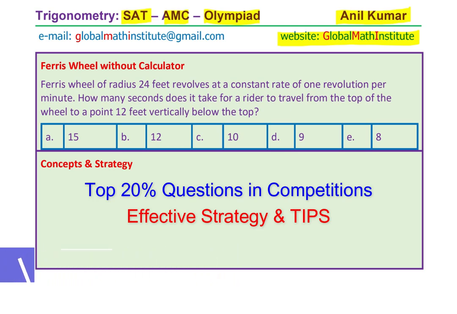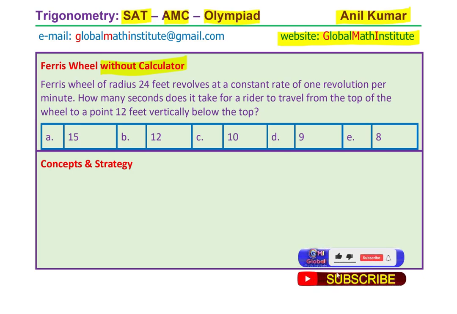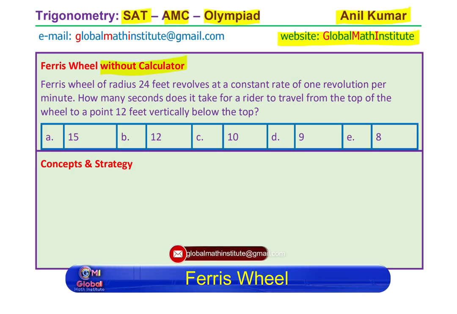Very first question is before you, where we are talking about a Ferris wheel. Well, these questions will be solved without calculator. The question here is, a Ferris wheel of radius 24 feet revolves at a constant rate of 1 revolution per minute. How many seconds does it take for a rider to travel from the top of the wheel to a point 12 feet vertically below the top? 4 choices are given to you.